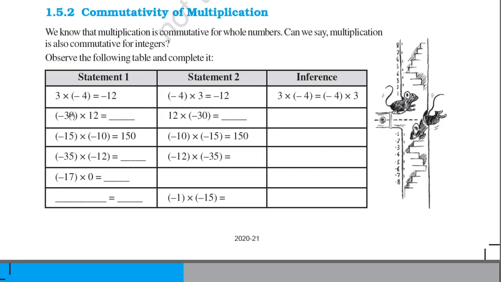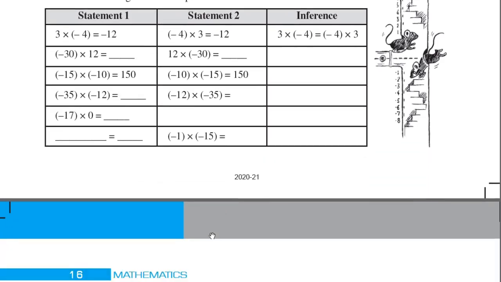If you interchange in a commutative property, it will be equal. Here also minus 30 into 12 and 12 into minus 30 will give the same answer. So it will be equal. Minus 30 into minus 12 is equal to 12 into minus 30. So it is the same here also. Here also the same thing, it will become 15. So you can write it as minus 15 into minus 1 is equal to minus 1 into minus 15. So the inference will be that they are equal.